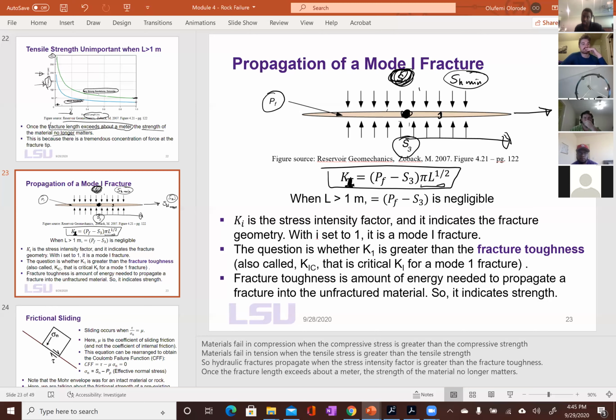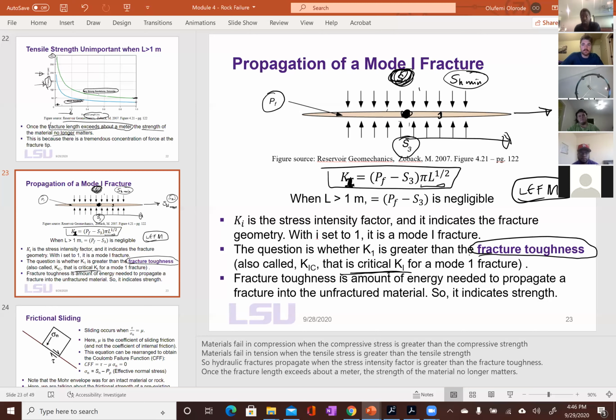That critical or threshold value is the critical intensity factor, which is also known as fracture toughness, the resistance of the fracture to propagate further. So you calculate this value, compare it to KIC, fracture toughness. If it exceeds KIC, the fracture continues to propagate further. And that's a field called linear elastic fracture mechanics when we model fracture propagation.